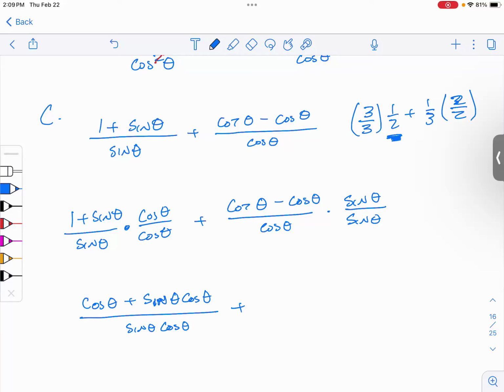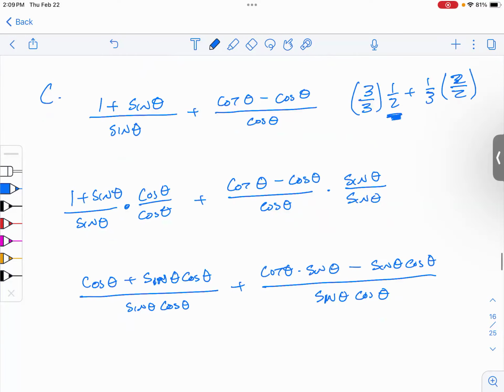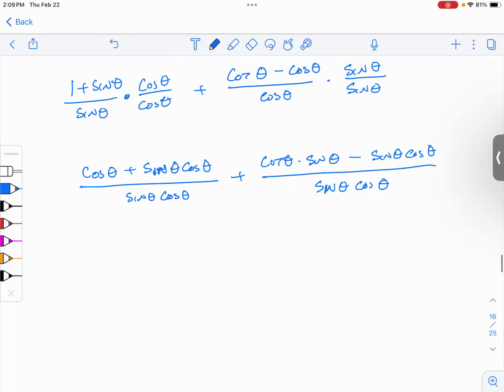plus cotangent theta times sine theta minus sine theta cosine theta all over sine theta cosine theta. And then the whole point of creating a common denominator is to put it over that common denominator.